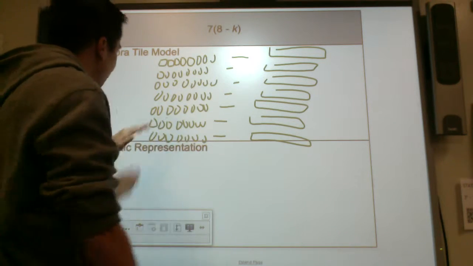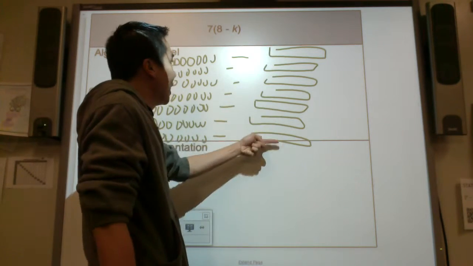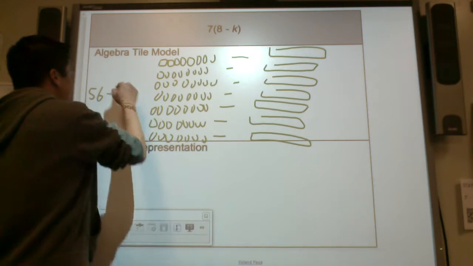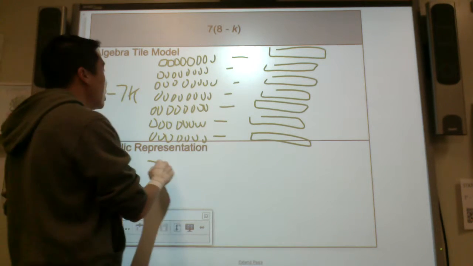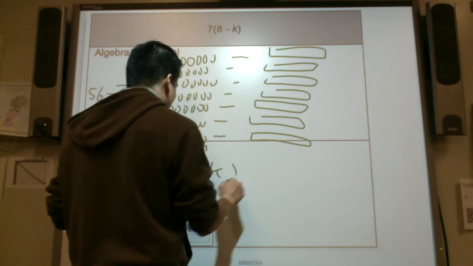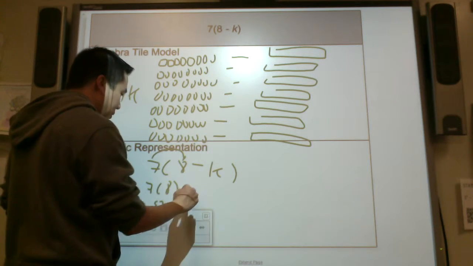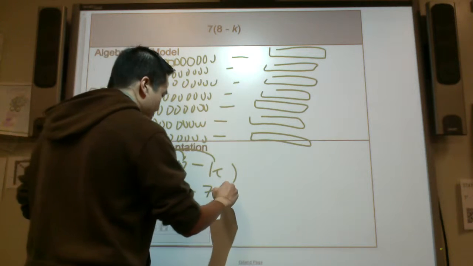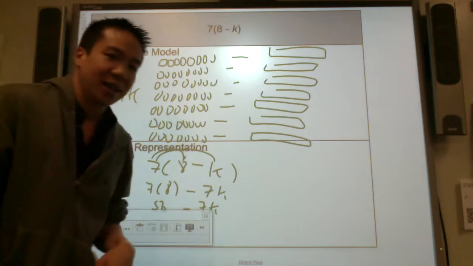So this is a lot of units. How many units do you see here? I see 56 of them. Minus how many k's do I see? I see 7 k's. So that's how I got my answer. Or, if I do not want to use algebra tiles, what's 7 groups of 8? 56. Minus, what's 7 groups of k? 7k. So 56 minus 7k.